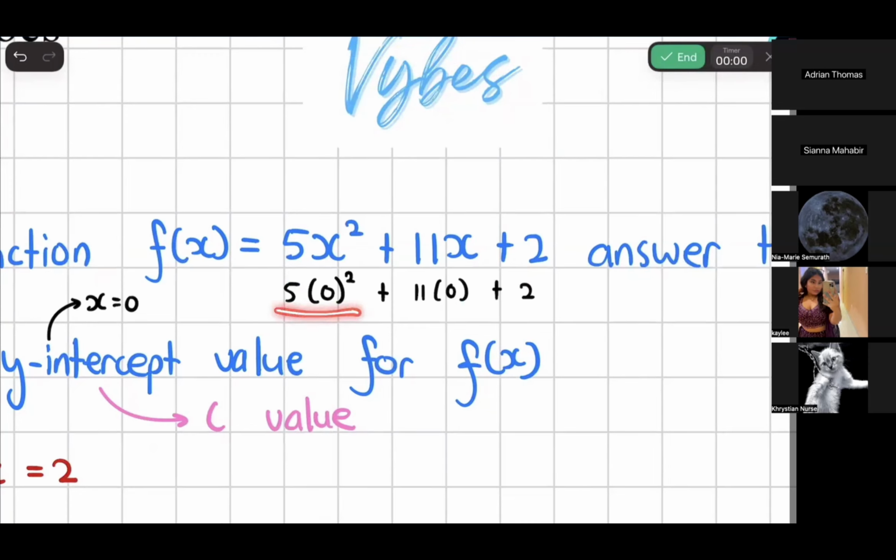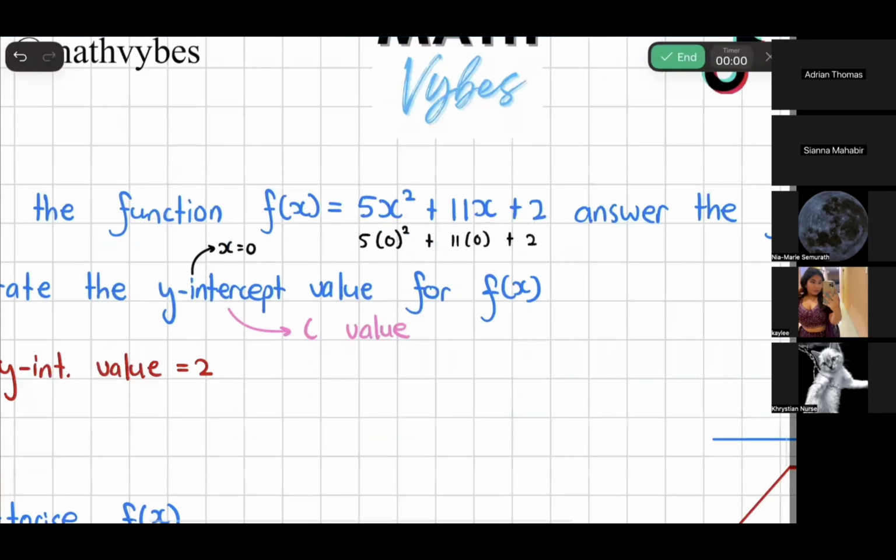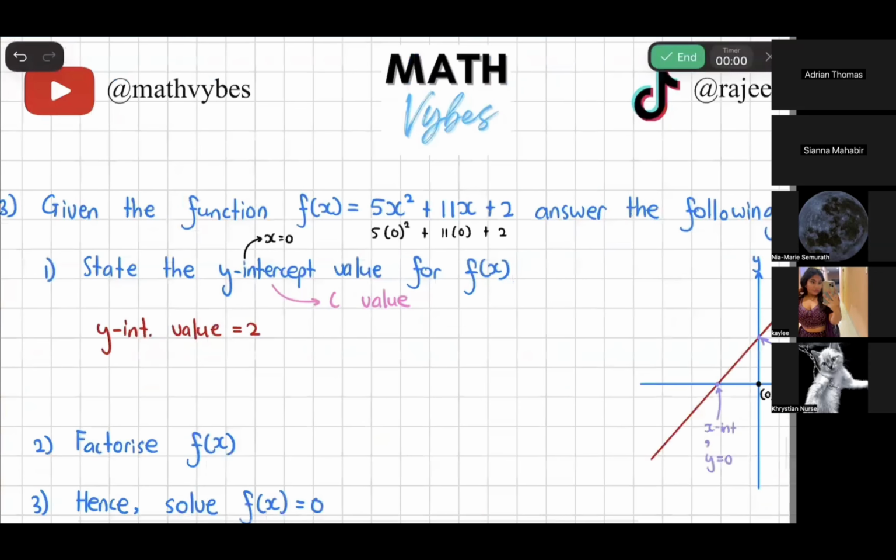5 by 0 squared is 0. What's 11 by 0? 0. What's 0 plus 0? 0. What's 0 plus 2? 2. So the only thing that remains is 2. So, Adrian, that's the whole concept explained.